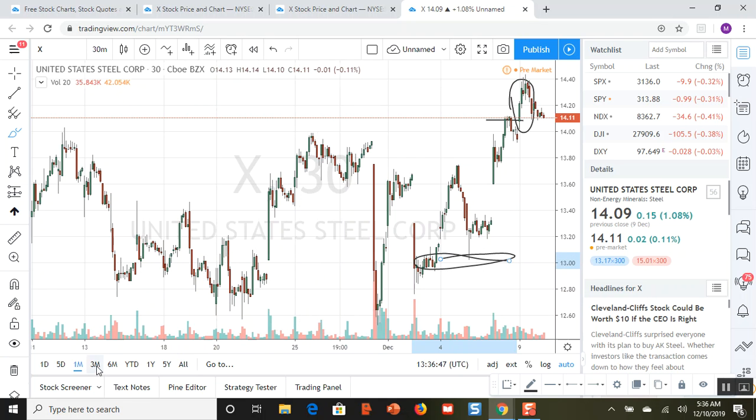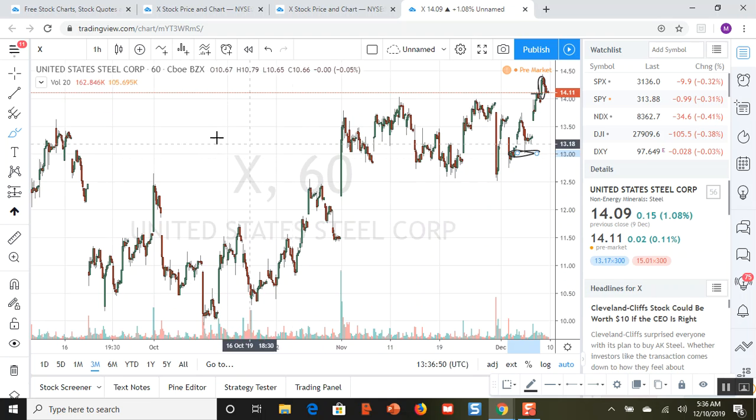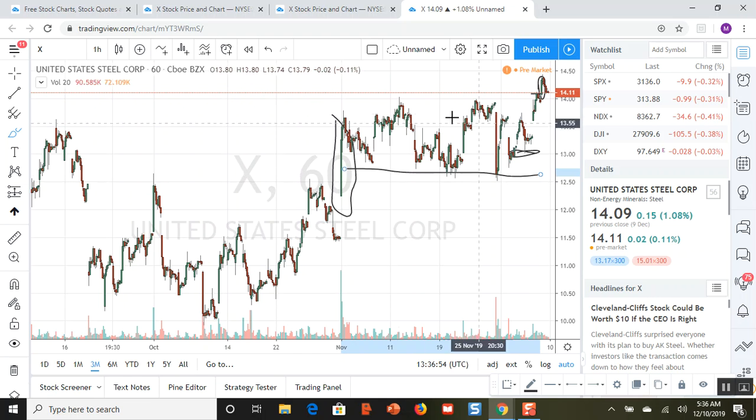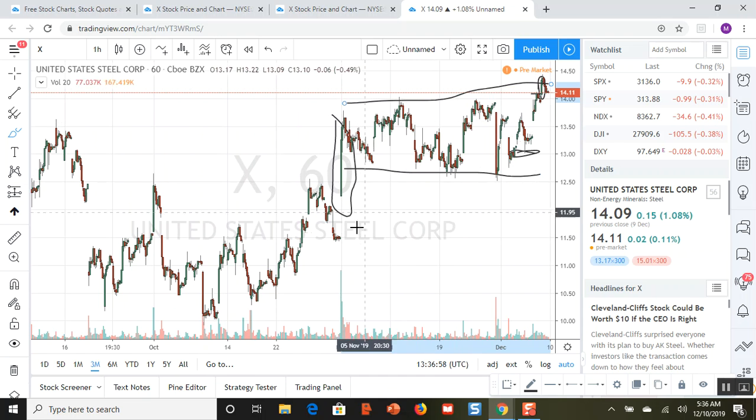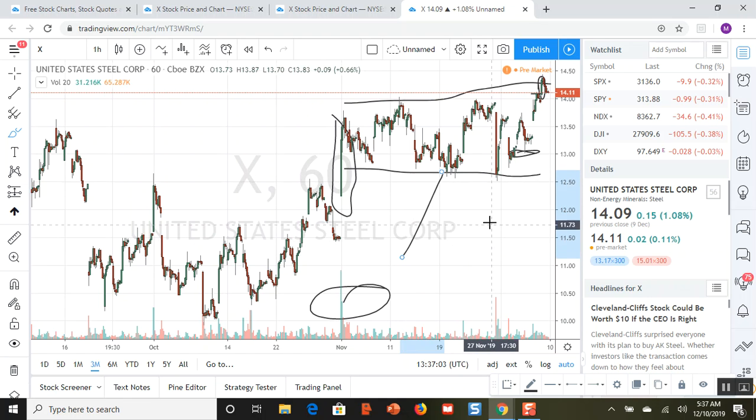If we go to a longer time frame, steel right here was the earnings, and steel has been caught in this range ever since then. And so I feel pretty safe that even if steel did go back down here at some point, it would come back up. So it's a very simple and very nice strategy.